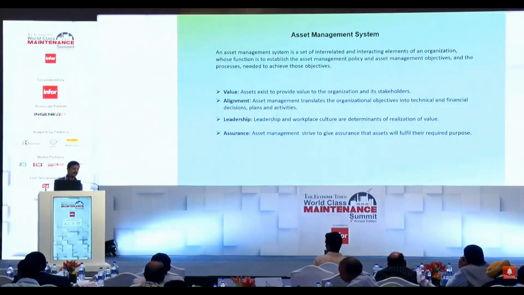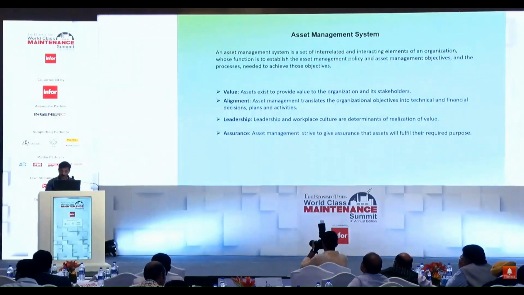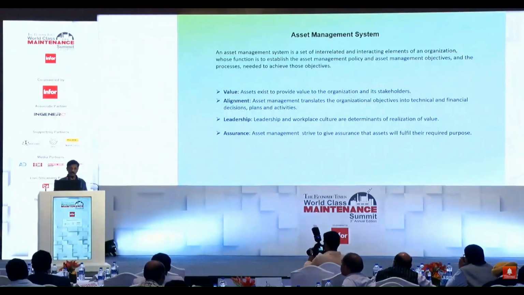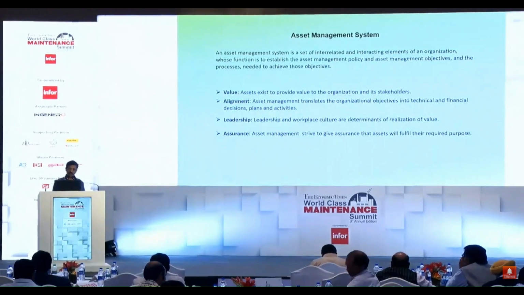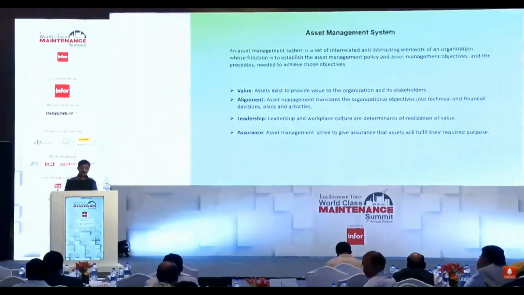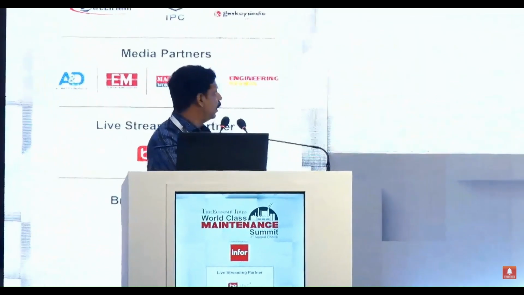Then is alignment. Asset management translates organization objectives into technical and financial decisions, plans, and activities. Alignment is the most important thing. Alignment means the organization has objectives and maintenance has objectives, but sometimes they are not aligned. Management is not happy with maintenance management, and maintenance management is not satisfied with their resourcing. This is at least one case of misalignment.